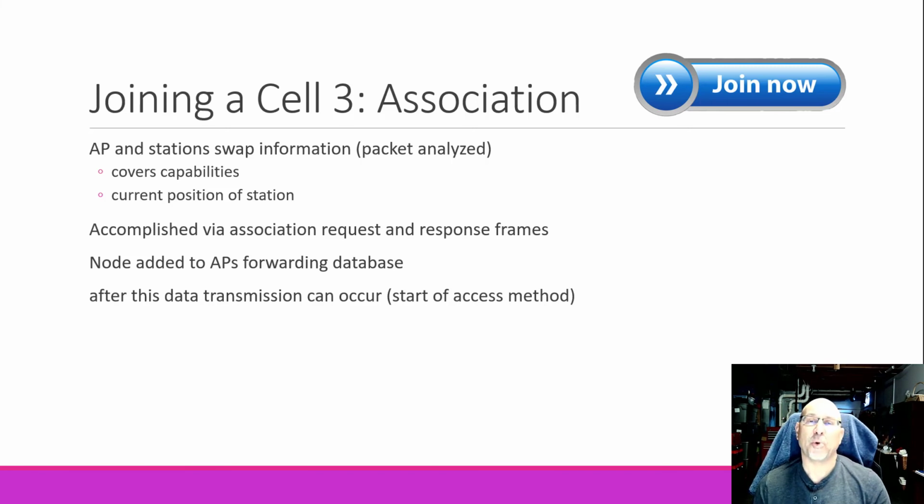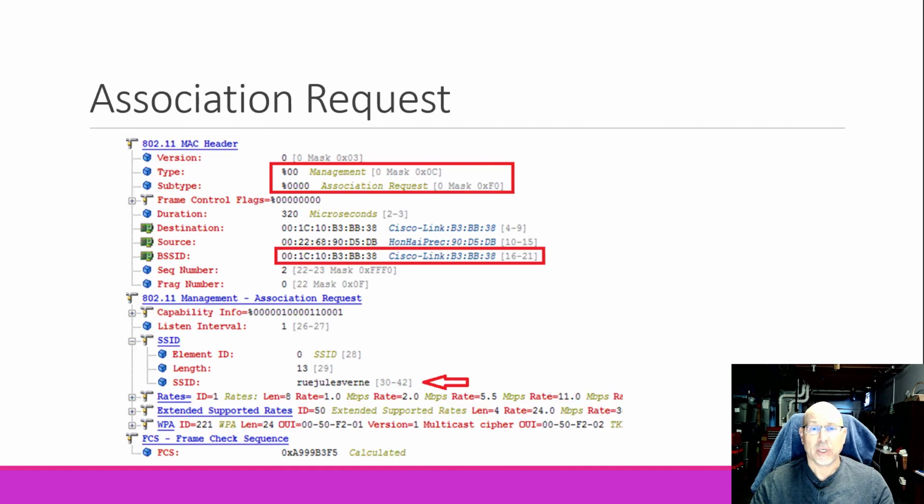And the access point now puts this node in its association table. And now this access point knows that it and no other access point will be charged with the responsibility of forwarding this node's traffic. No other AP will do it. So the MAC address of the station goes in the AP's forwarding database. And then after that, regular data communication can occur, and we start using a different kind of frame called the data frame. So here is an association request, right?